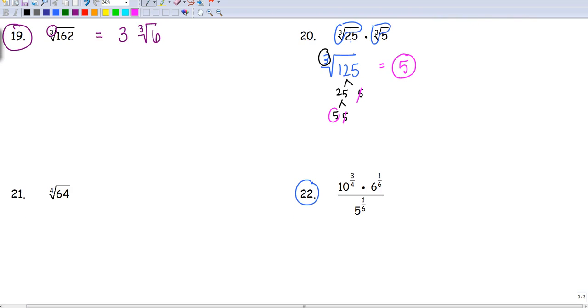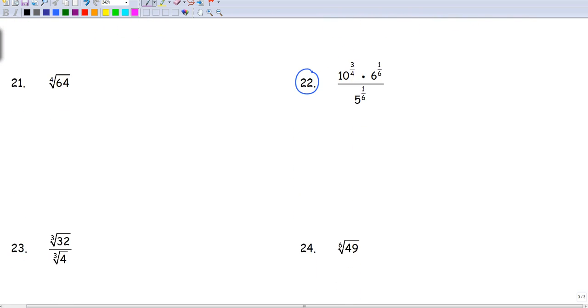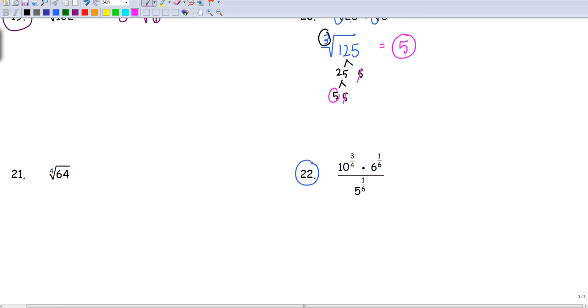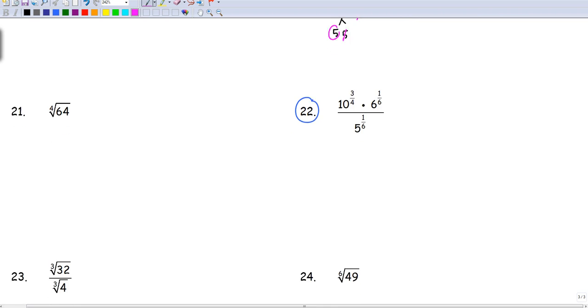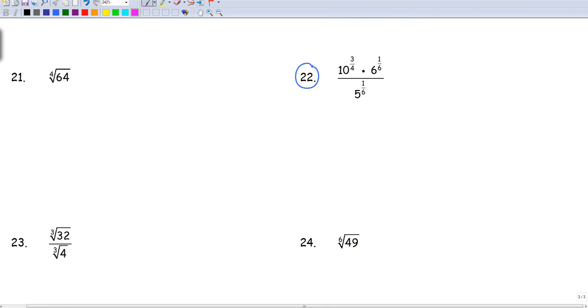All right. 21. 21 looks the same as 19 and 14 and 15, but it's got one more component to it that we have to be careful about.